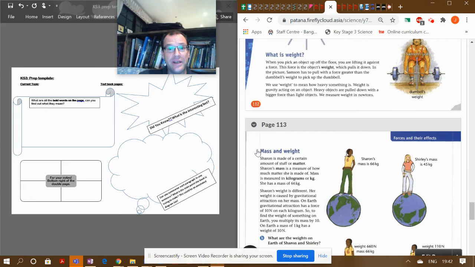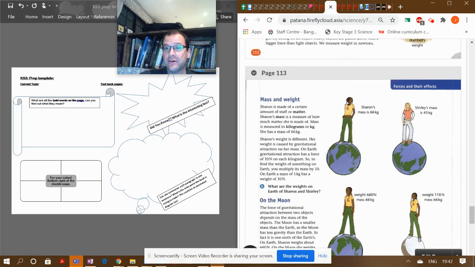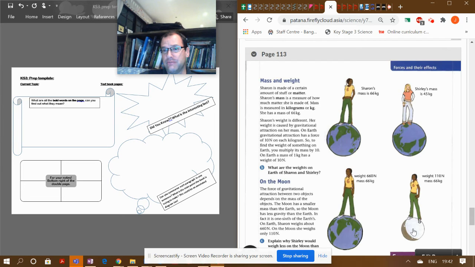What is mass and weight, for example? We could also do another diagram here. Sharon's mass on the Earth is 66 kilograms. Her mass on the Moon is 66 kilograms, but actually the weight is much different. So we can summarize that mass and weight are two different things. Weight is all to do with gravity, gravitational attraction, but mass stays the same. It's just the amount of stuff that you have in your body that remains the same from place to place. It's just the gravity that changes.